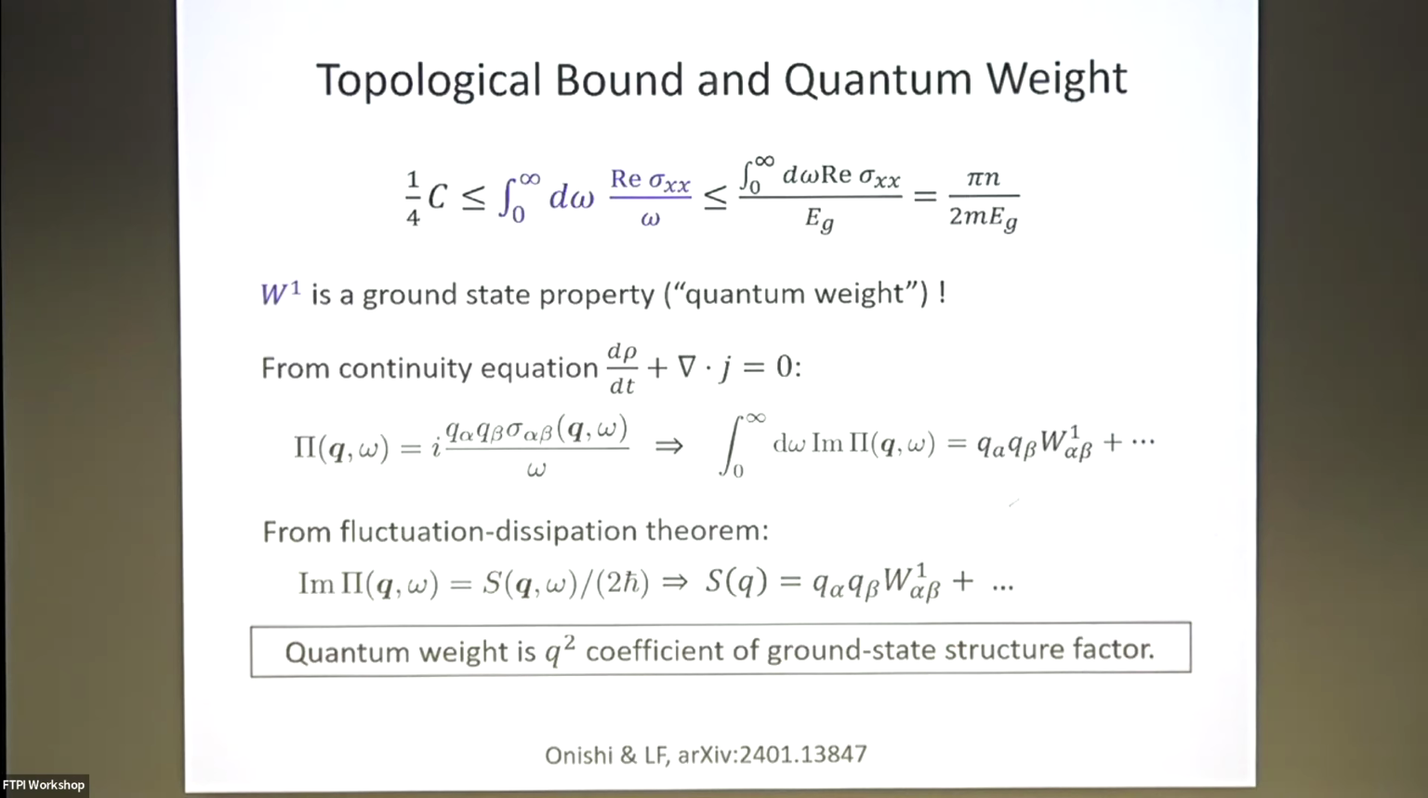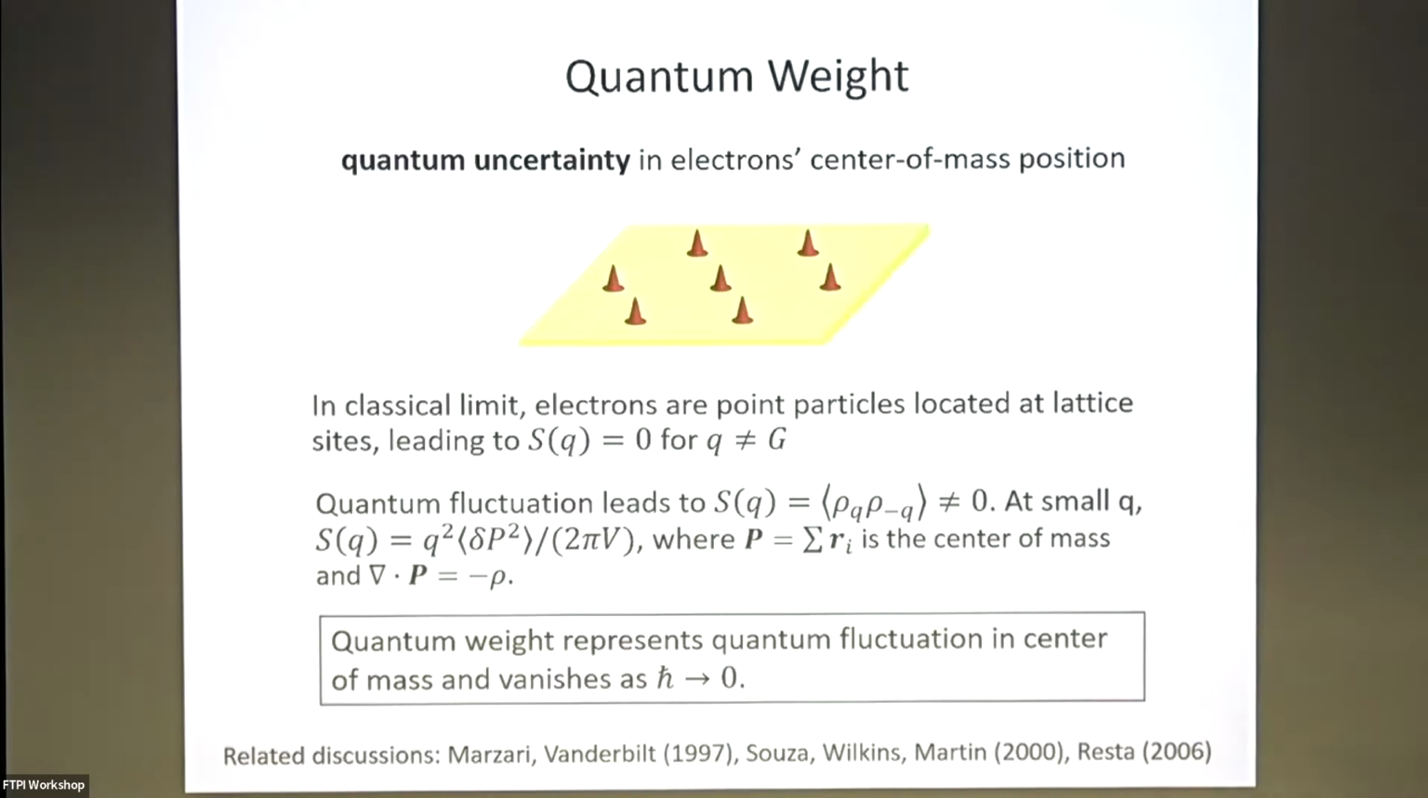In the same way that the Chern number can be measured by the quantized Hall conductivity, the quantum weight can be measured by the static structure factor. And physically, what it represents is the quantum uncertainty in the electrons' center of mass. So if you consider a system, in the simplest case, an insulating state in a strongly localized regime, electrons are bound to each potential minimum. In the complete classical limit, electrons are just point particles, and in this case the structure factor would be 0 at all wave vectors except the reciprocal lattice vectors. So at small q limit, S of q is actually 0. The quantum weight is 0.